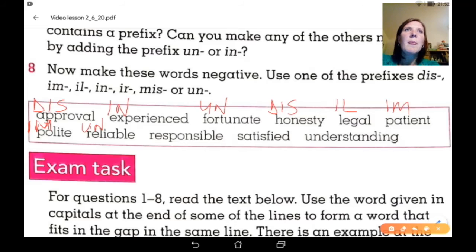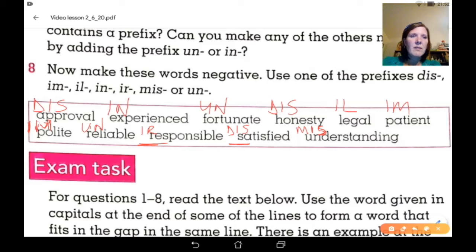Next one, unreliable. This one, there are sometimes mistakes. Irresponsible. Okay, somebody is irresponsible. This one as well, sometimes some errors. Dissatisfied. You need to repeat the S, so dissatisfied. And here, a misunderstanding. Okay, misunderstanding.